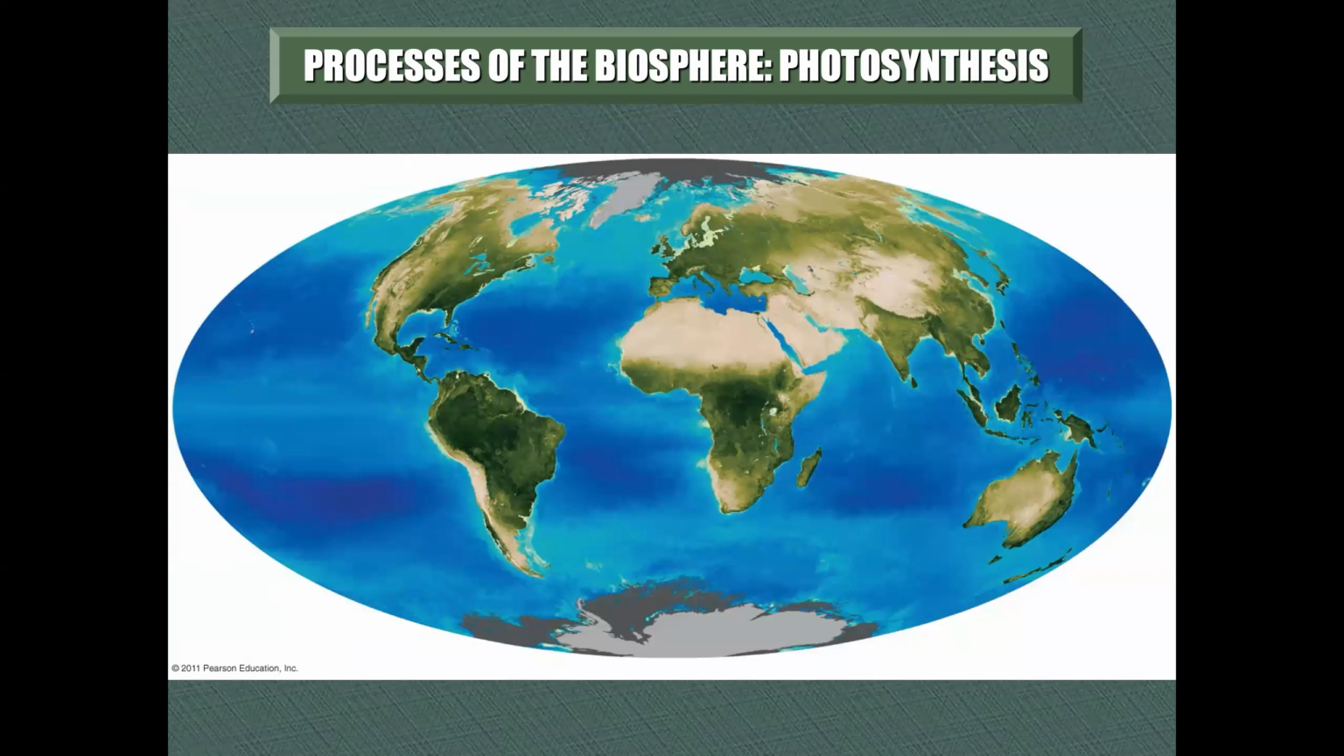Notice the greener the map here, the more photosynthesis is taking place. Notice you do find this where things are wet and where things are sunny and warm. So deserts don't showcase that as well.